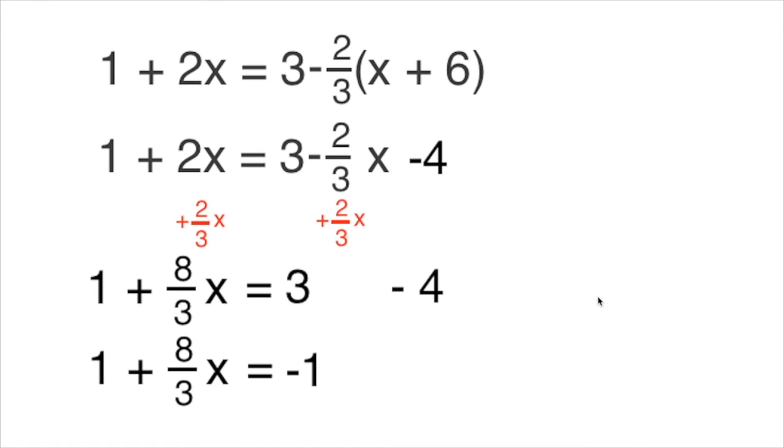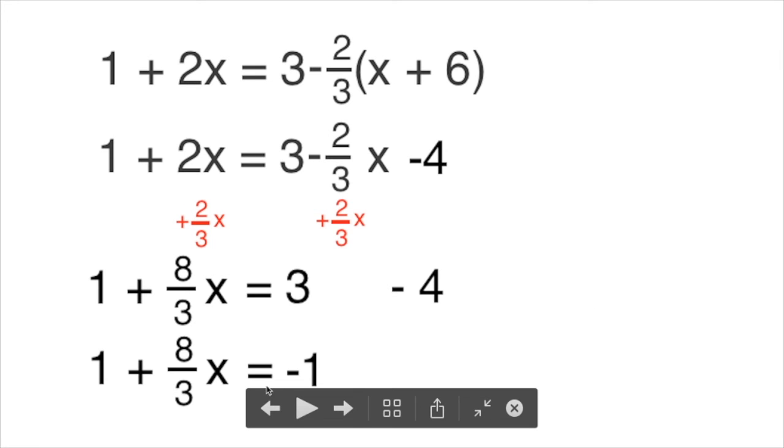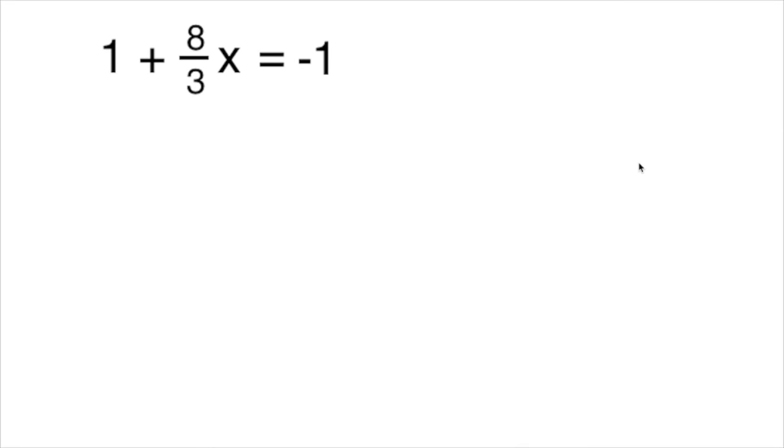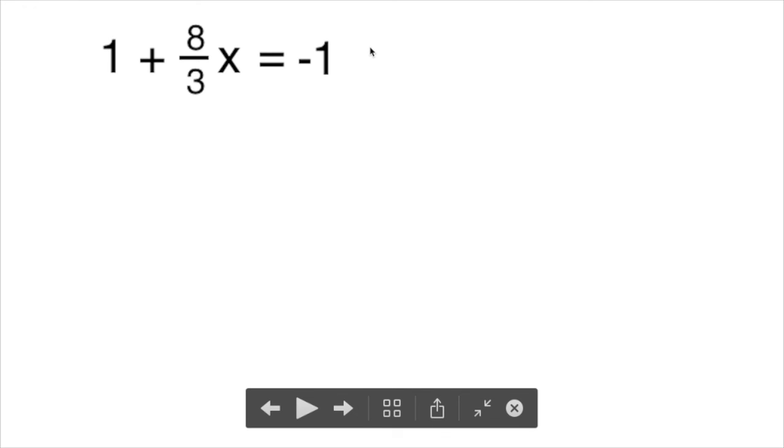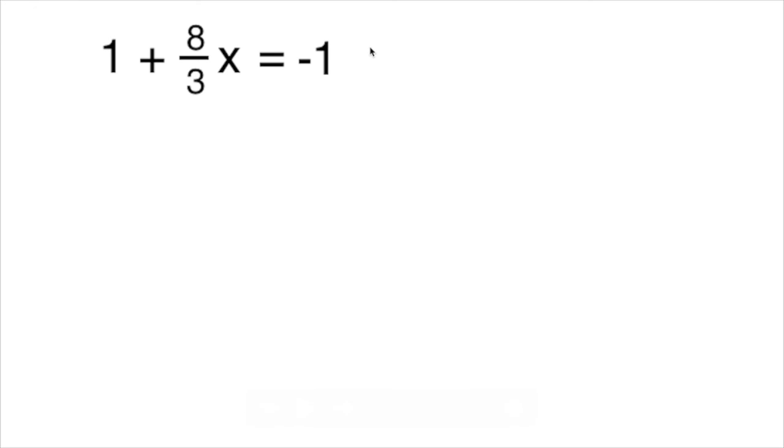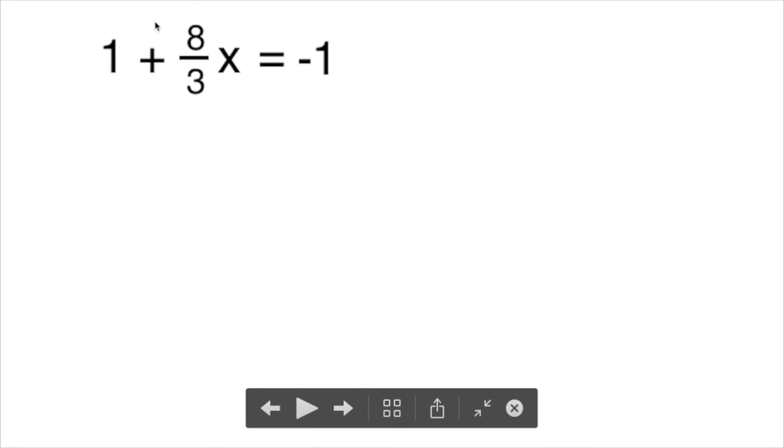Okay, we're going to have to go to a new page, so we're going to have to erase all this. I'm just going to take this last equation and move it to the very top cell. 1 plus 8 over 3x equals -1. Right? What do we need to do now? We need to isolate the x.